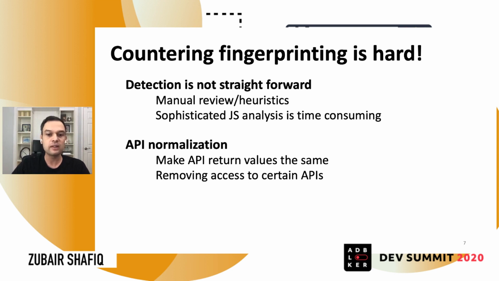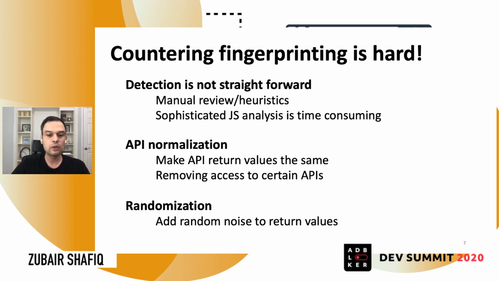However, as you might imagine, this limits functionality and can cause site breakage, even when some sites are using those APIs for totally benign reasons. Another strategy which has been used in mainstream browsers is randomization, where the goal is to break the linkability by changing a user's fingerprint at every session or page load. But just like API normalization, this can also cause breakage. And there are also concerns that randomization is not a robust countermeasure because randomization can be reversed.